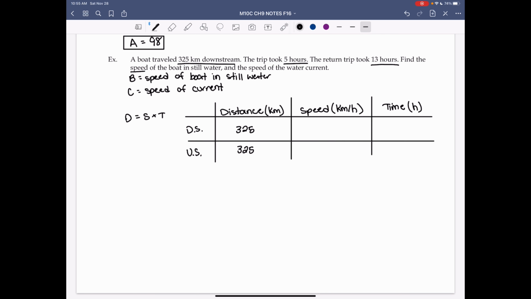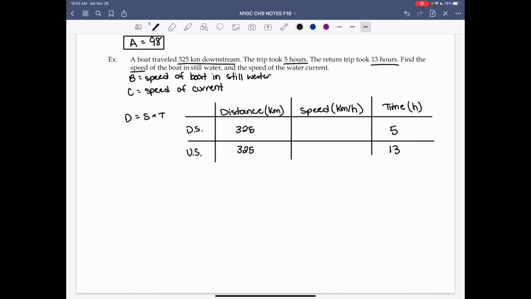We'll jump to the time. We're told that the trip going downstream takes 5 hours, and the return trip, so going upstream, takes 13 hours. Now we need to think about the speed.